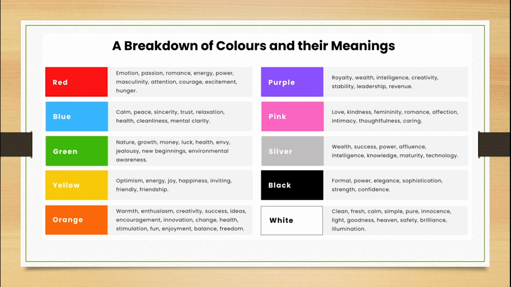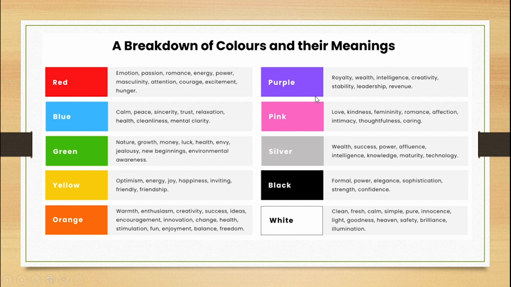Blue represents calm, peace, sincerity, trust, relaxation, health, cleanliness, mental clarity. While green represents nature, goods, money, luck, wealth, envy, jealousy, new beginnings, environmental awareness. Yellow represents optimism, energy, joy, happiness, inviting, friendly, friendship. Orange represents warm enthusiasm, creativity, success, ideas, encouragement, innovation, change, health, stimulation, fun, enjoyment, balance, friendly.